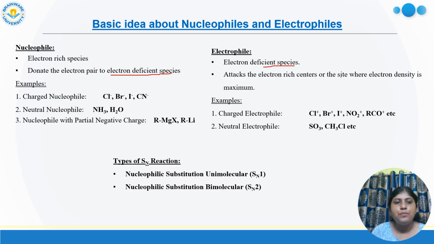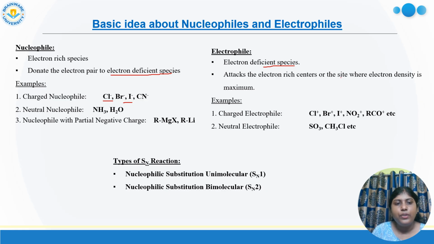So there are different types of nucleophiles and electrophiles. Some examples of nucleophiles are charged nucleophiles, that means Cl minus, Br minus, I minus, etc. So they are electron-rich systems. And neutral nucleophiles mean ammonia, water, etc. In case of ammonia, nitrogen has a lone pair, so it can easily donate electrons. Similarly, in case of water, oxygen has a lone pair, so it can easily donate this lone pair.